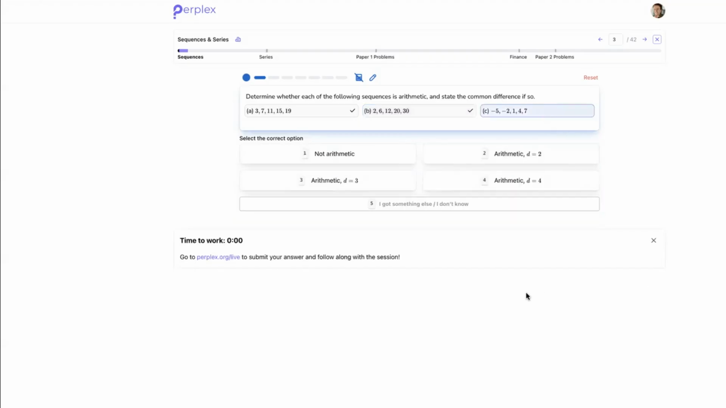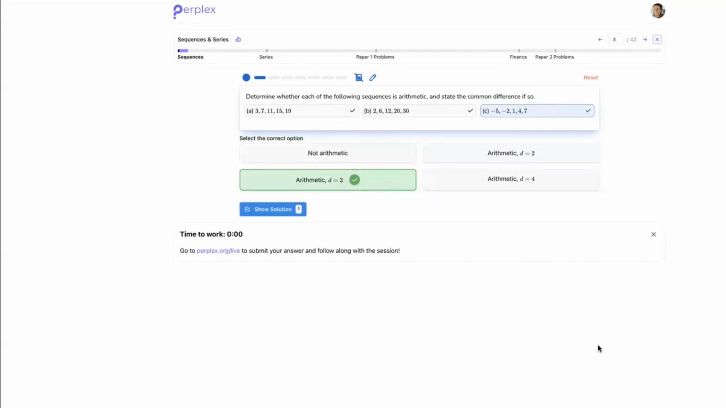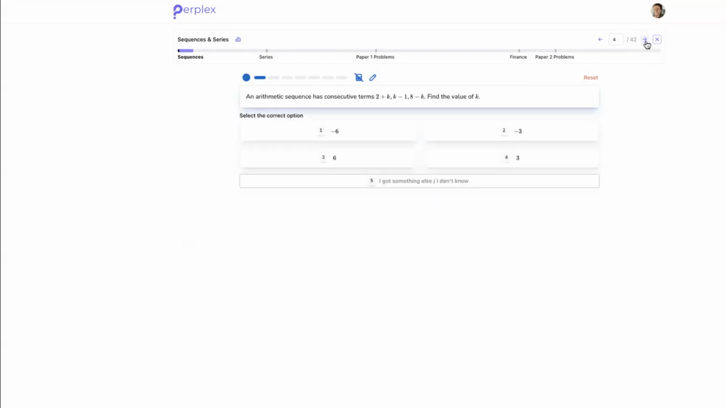Finally, I go from -5 to -2 by adding 3. This is a little bit trickier when you have negative numbers, but I added 3. And then I'm going to add 3 again to get to 1. Plus 3 gets me 4, plus 3 gets me 7. So arithmetic with d equals 3. Nice. All right, I'm going to give another 30 seconds to work on this exercise, and then we'll continue.